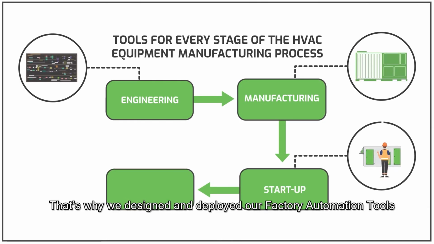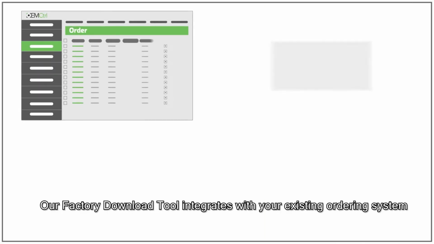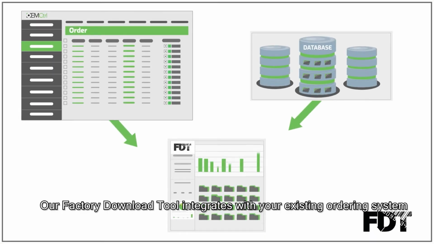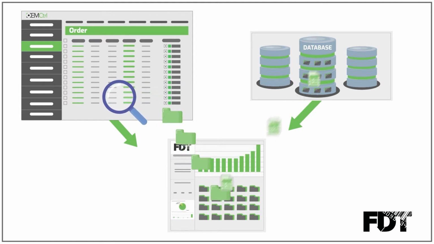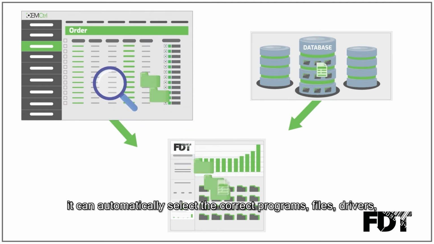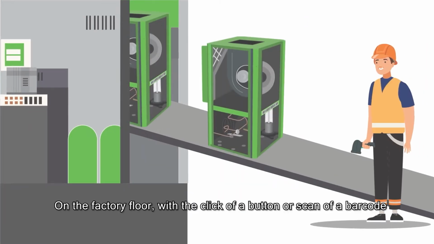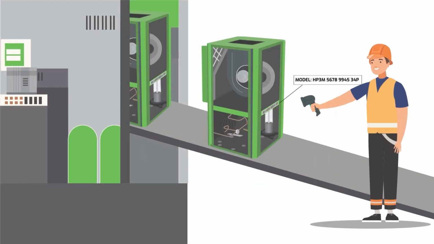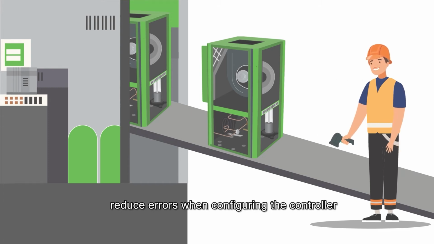That's why we designed and deployed our factory automation tools to increase your manufacturing throughput and reduce controller configuration errors. Our factory download tool integrates with your existing ordering system and is scripted to extract the unit details needed for configuring the controller. With that information, it can automatically select the correct programs, files, drivers, and parameter overrides from the database. On the factory floor, with the click of a button or scan of a barcode or RFID tag, you can save time and reduce errors when configuring the controller.